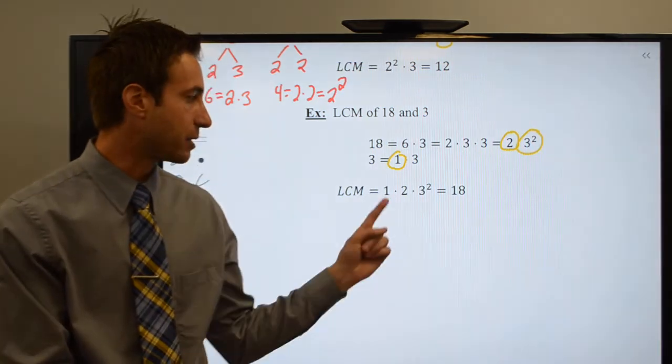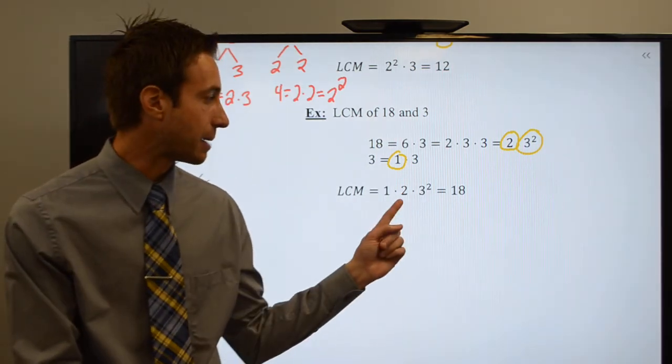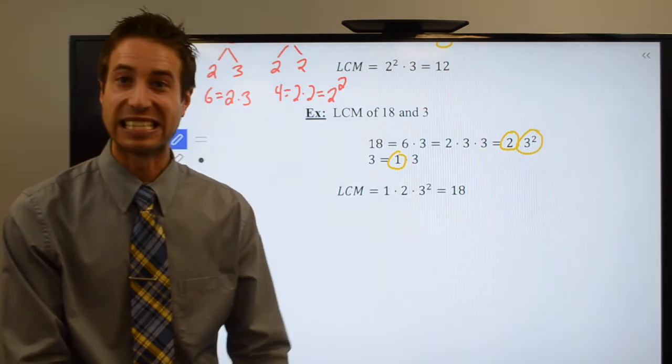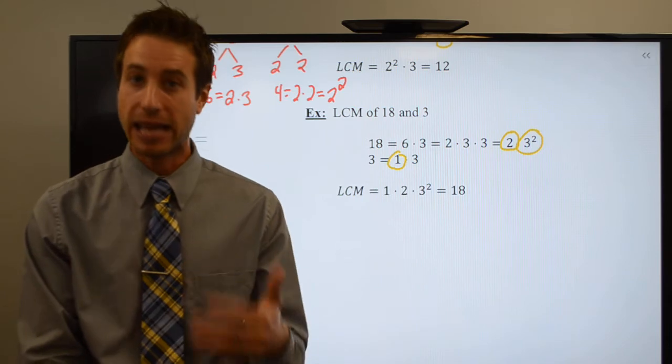So my LCM is 1 times 2 times 3 squared. Well, 3 squared is 9. 9 times 2 is 18. 18 times 1 is 18. So the LCM of 18 and 3 is 18.